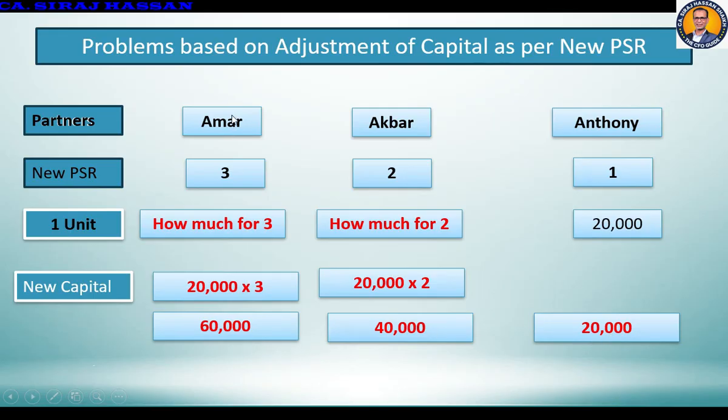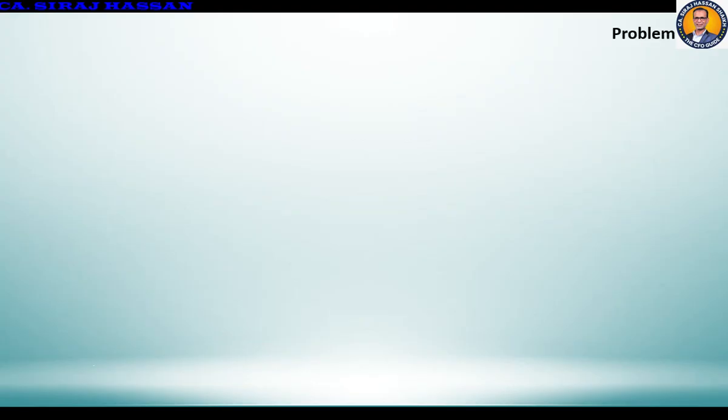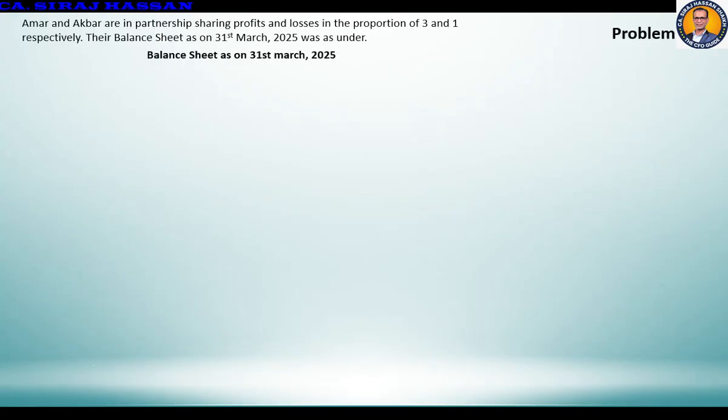In case Amar's capital is in excess, for example, if in the capital account of Amar there is an 80,000 credit balance, 20,000 will be refunded. Similarly, if Akbar is having 50,000 rupees, 10,000 of capital will be refunded to Akbar. So let's go to the problem.